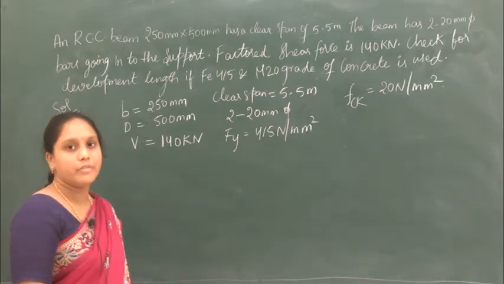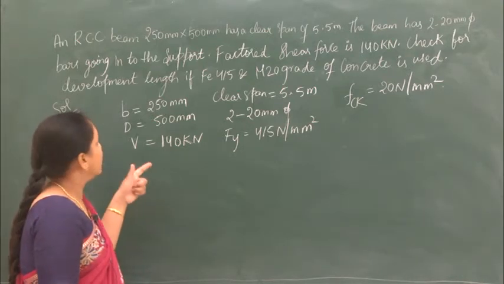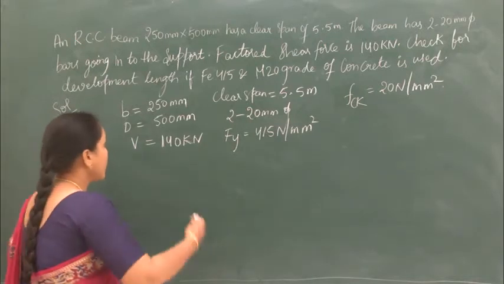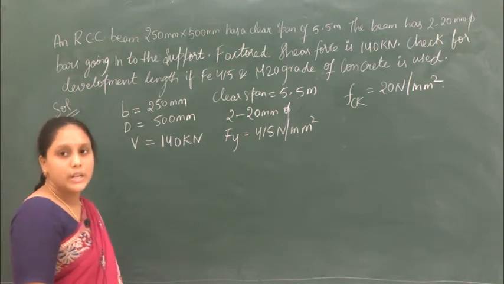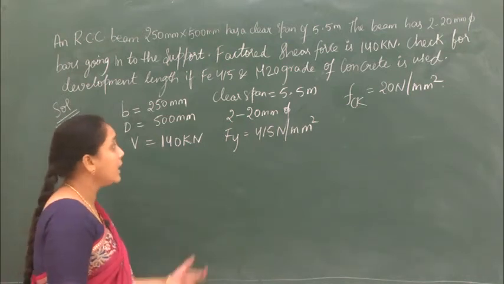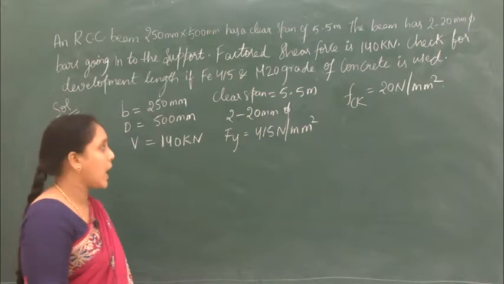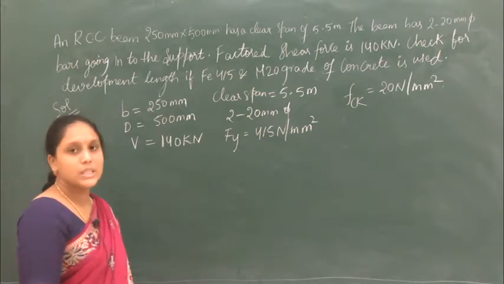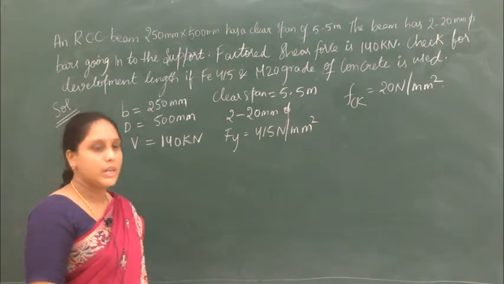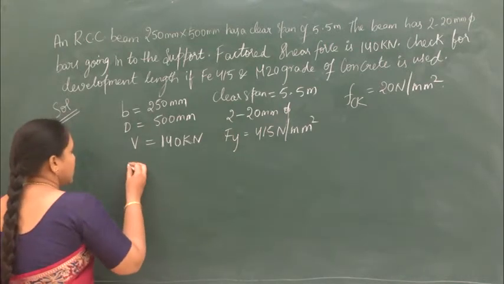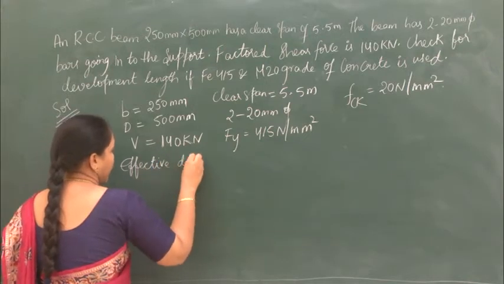We are asked to check for the development length. If you observe here, what are the details which are lacking? We have to know the effective depth d and the area of steel. We have to calculate the moment and the bond stress tau bd. All these things have to be calculated. So first let us calculate the effective depth d.